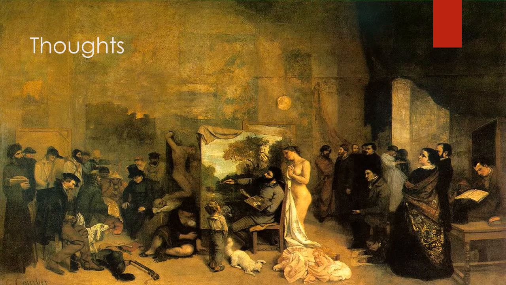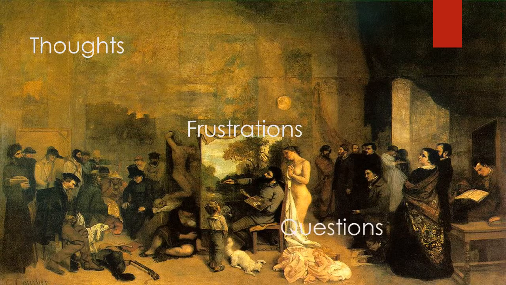For this reading, I'd like to center my thoughts and frustrations and questions around this particular piece of artwork that was mentioned in the Seidel chapter. This is Gustave Courbet's The Studio of the Painter. And Courbet had crossed my mind when reading the Elkins text.